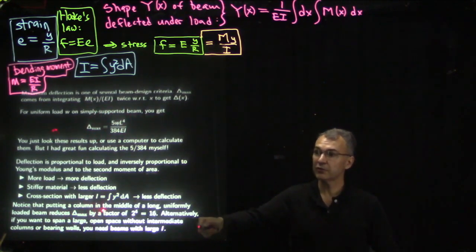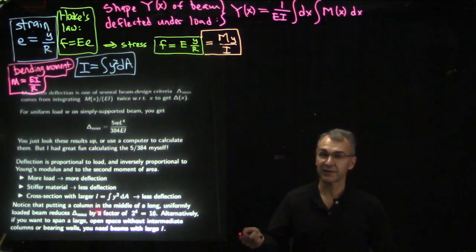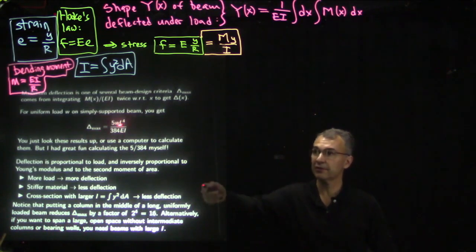So notice that if you stick a column in the middle of a long uniformly loaded beam, you reduce the maximum deflection by a factor of 16. 2 to the fourth power is 16. So it makes a pretty big difference if somehow you cut a span in half with a support in the middle. Alternatively, if you want to span a large open space without any kind of intermediate column or bearing wall, you generally need to use beams that have a large stiffness, so usually a large area moment of inertia, this factor I.